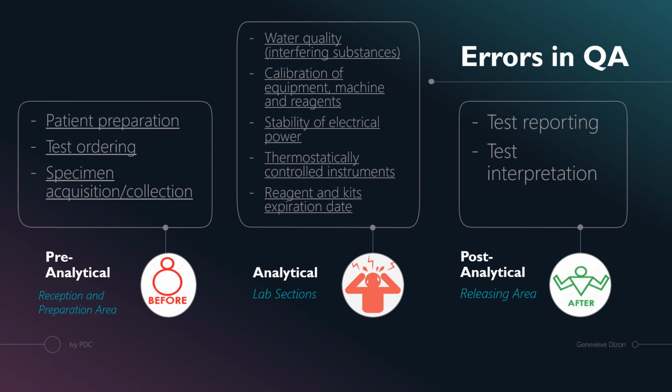Another one would be the calibration of the equipment and machine, and of course the reagents. When we say calibration, that means that these equipments, machines, and reagents are working properly. Okay. Next would be the stability of electrical power. There are machines that would require their own power source. Hindi pwede yung naka-extension cord, hindi pwede yung may kasama. It should have its own supply of power. Next would be thermostatically controlled instruments.